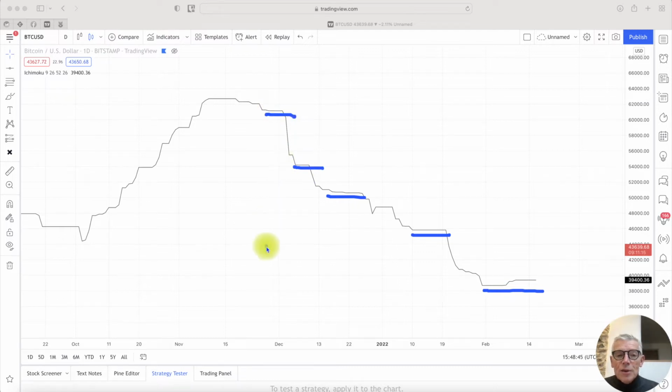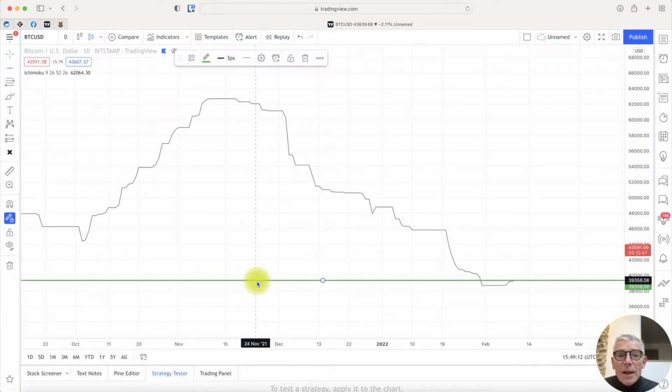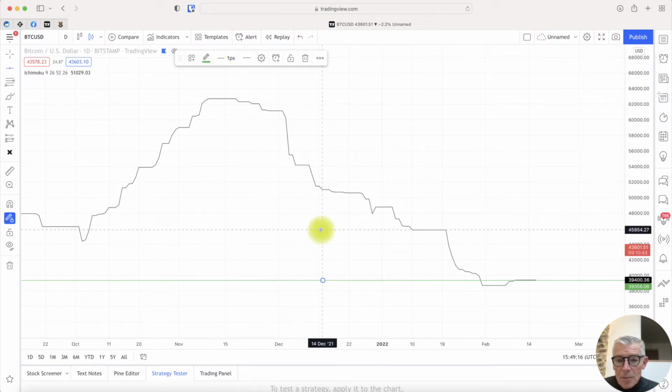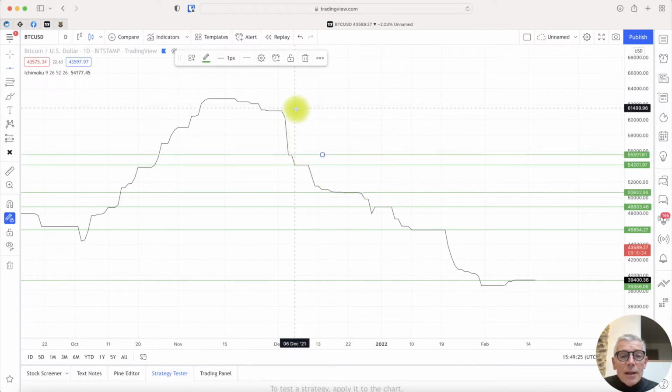Okay, so let's draw these in. I'm going to use the horizontal drawing tool. I've selected the horizontal drawing tool. I'm also going to lock it so that I can draw more than one. So here we go. Here is the first one. And I'm going to make that a thin line for now. I'm going to draw the next one in, and the next one, and the next one, this one, and this one.